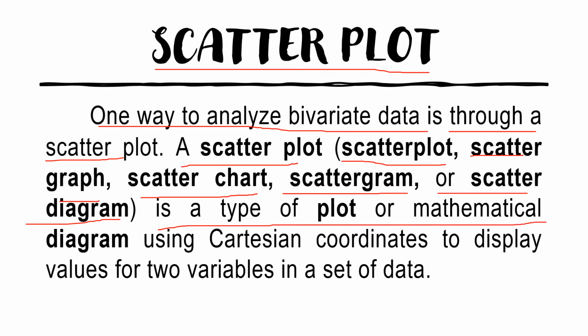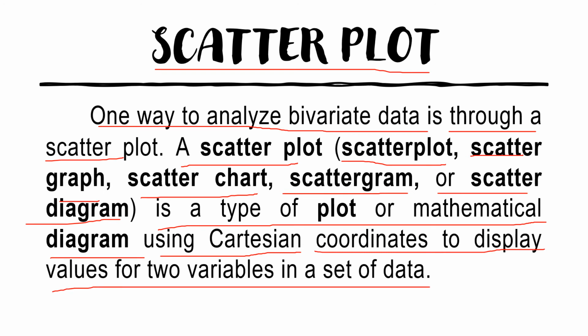A scatter plot is a type of flat or mathematical diagram using Cartesian coordinates to display values for two variables in a set of data. We usually use a scatter plot to see the behavior of the two variables involved, because using the Cartesian plane with the x and y axis, we can visualize the behavior of the data or the variables involved in a certain problem or a certain research that we are dealing with.